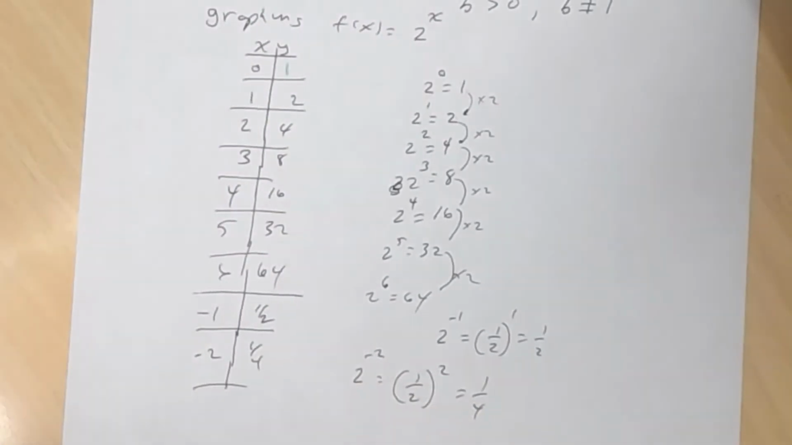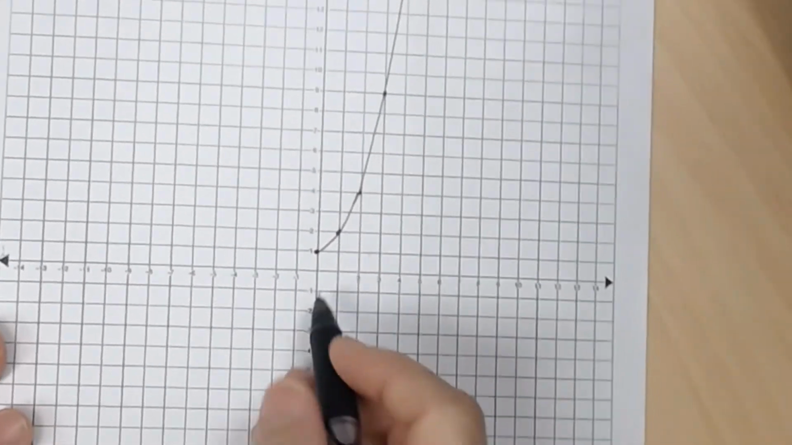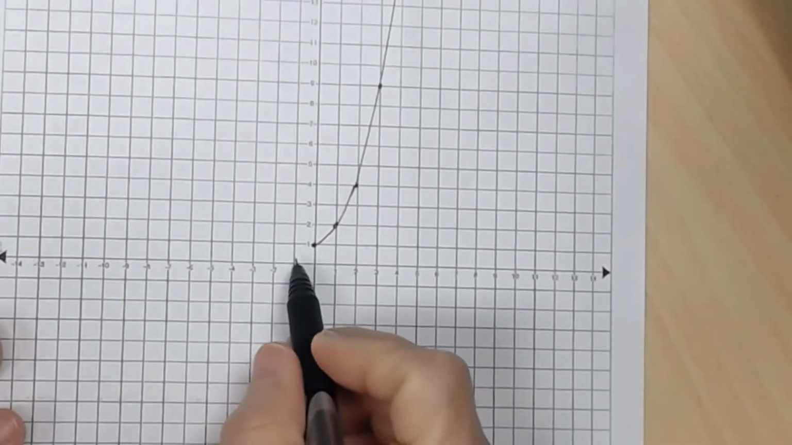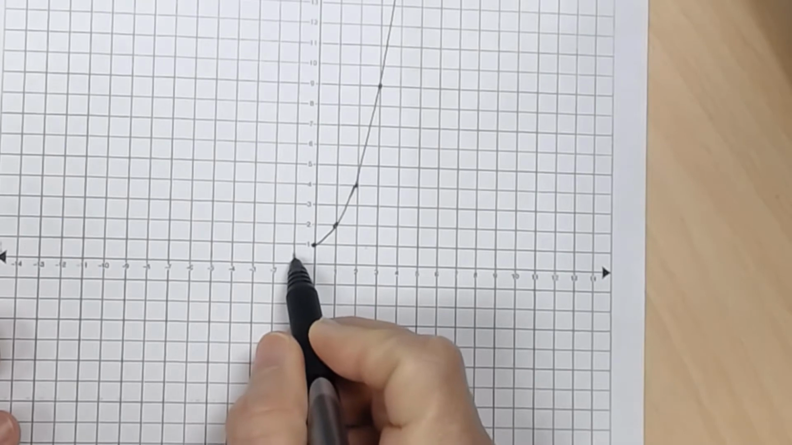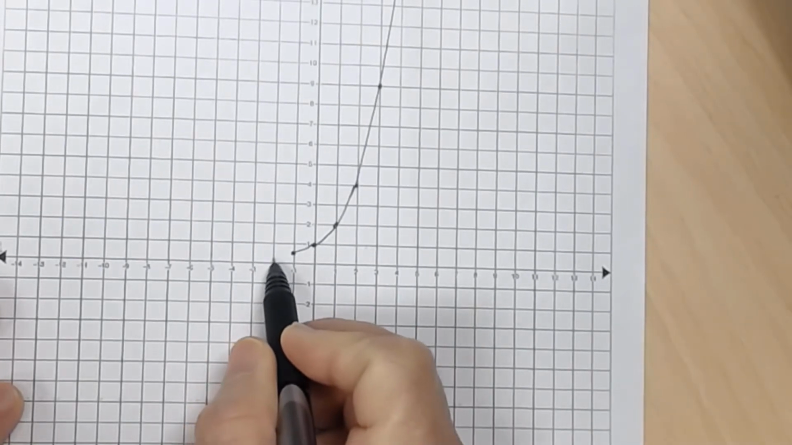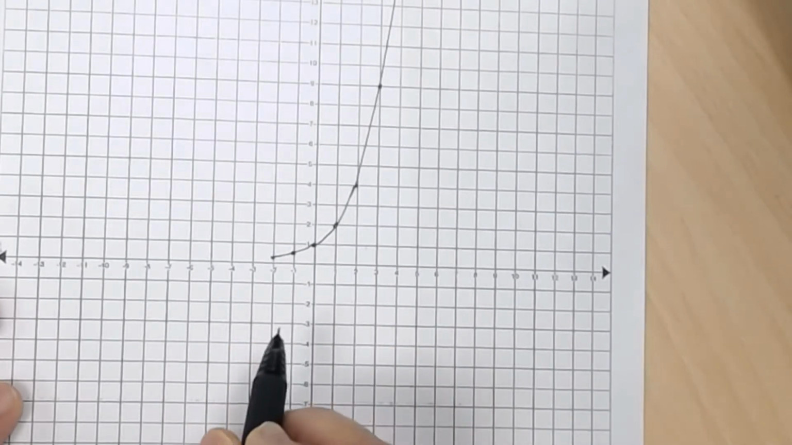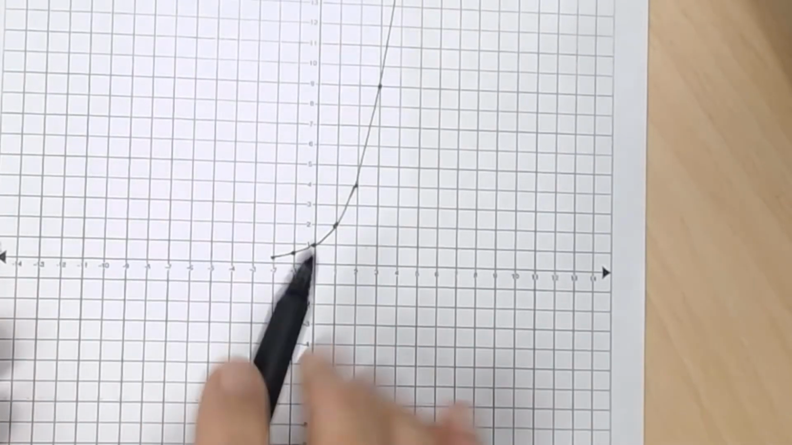All right, so I'm going to go ahead and start plotting this. When x is -1, look at this carefully. When x is -1, I get 1/2, right? It looks like this so far. When x is -2, I get 1/4. See it? Okay.